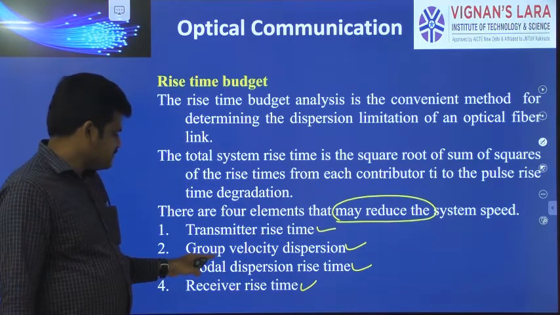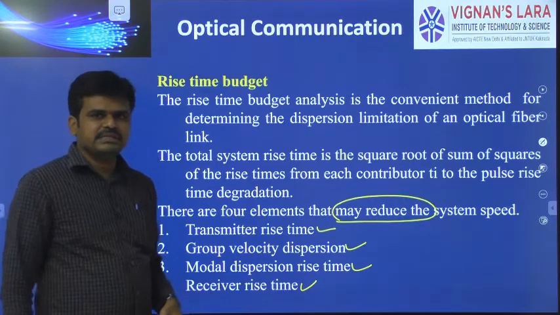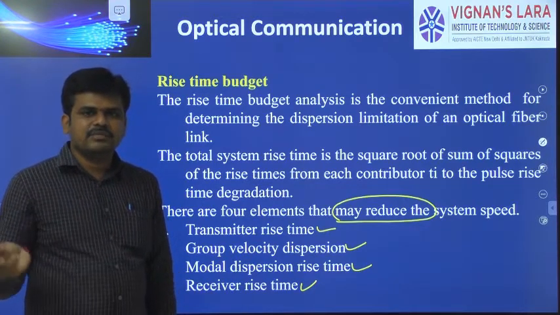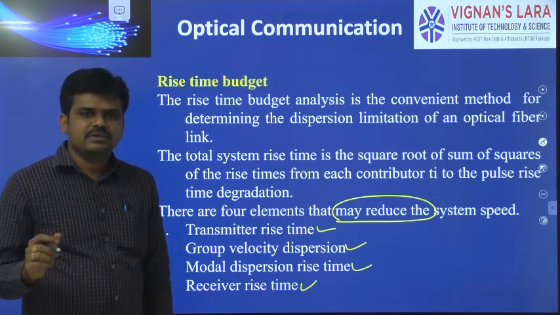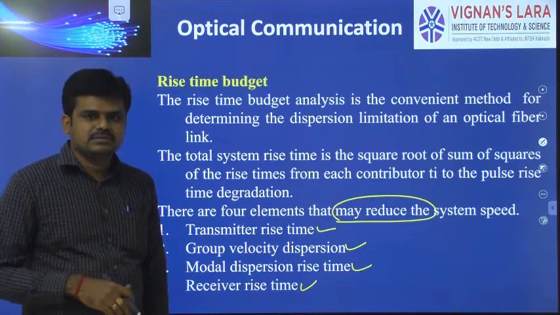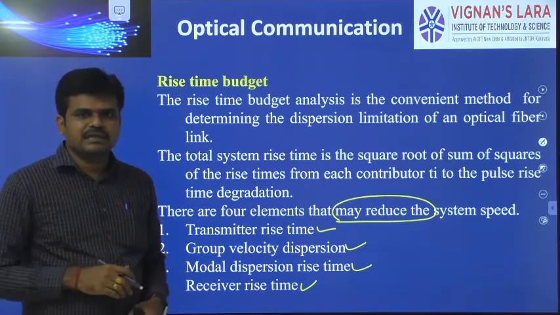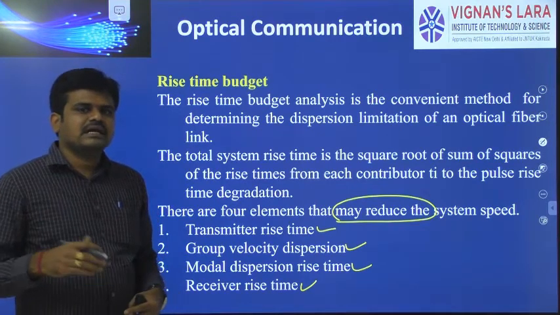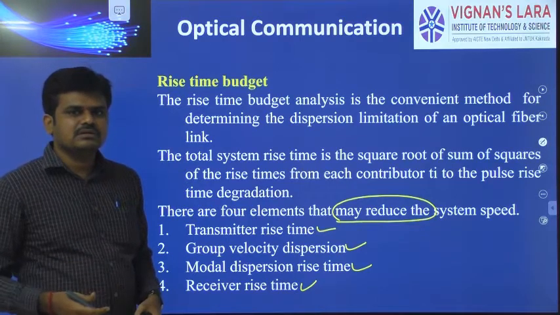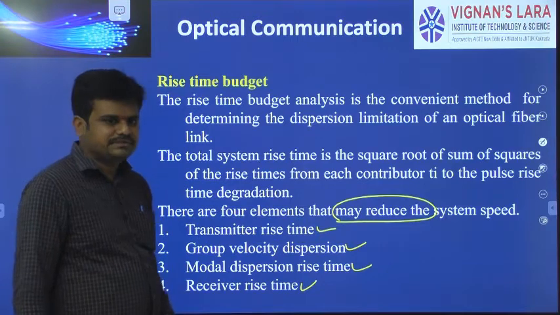Next one is group velocity dispersion or modal dispersion, whatever it may be. It means the propagation of the modes inside the optical fiber is taking much time due to defects of the optical fiber, due to dispersion, the spreading of the modes inside the fiber. All the modes are not traveling at the same speed. Then also the system speed may be reduced.